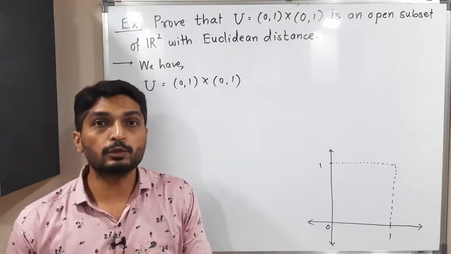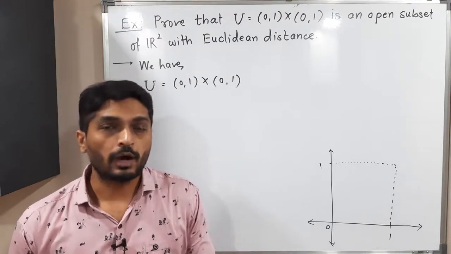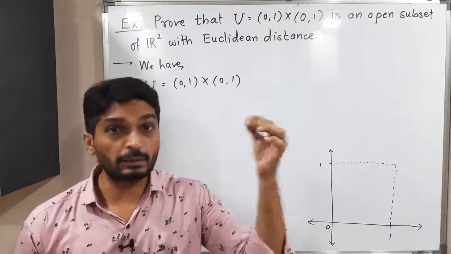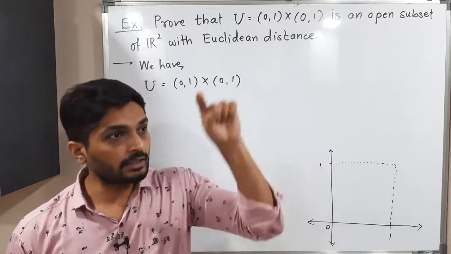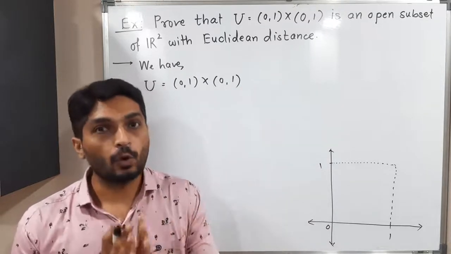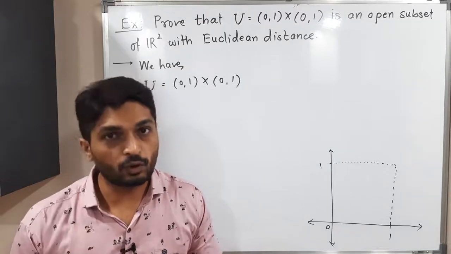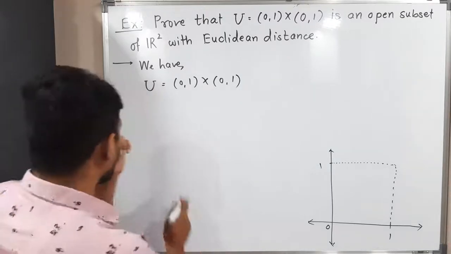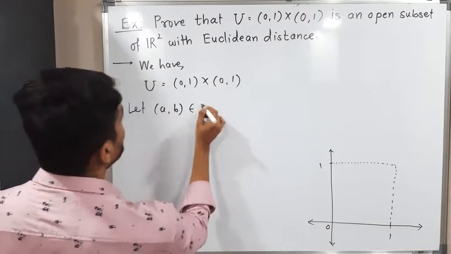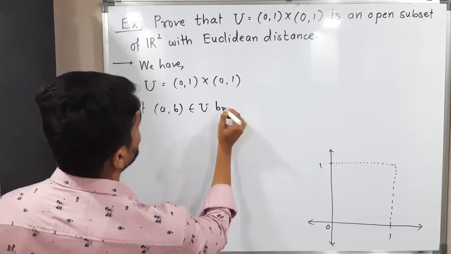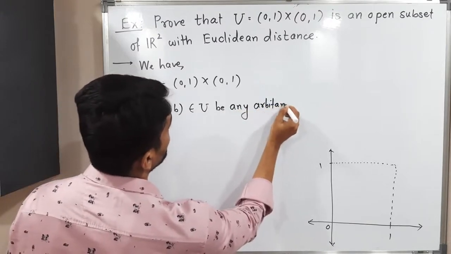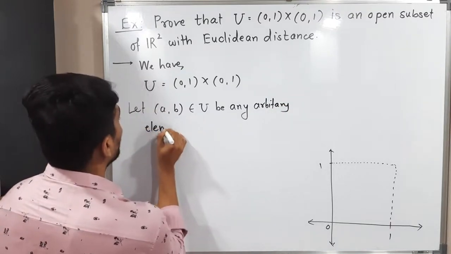So now we have to prove that U is an open subset of R2. How to prove any set is open? We have a very simple technique. We take one arbitrary point of that set, and we try to find a ball around it which is a subset of that set. Then we declare it is an open set. Same technique I will follow here. Let us take one element. Let (a, b) belong to U be any arbitrary element.